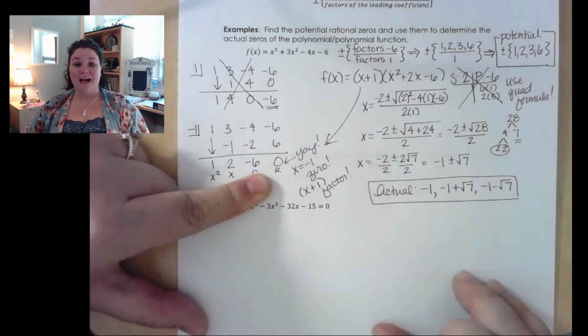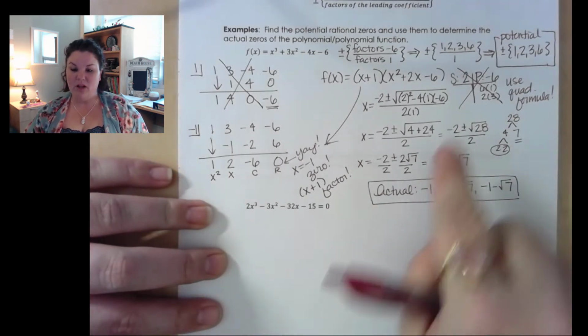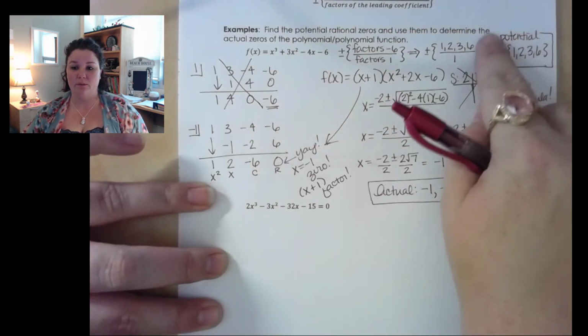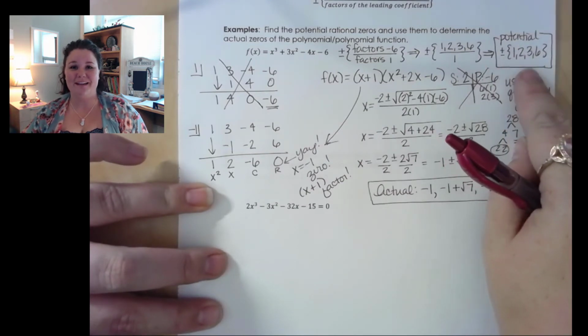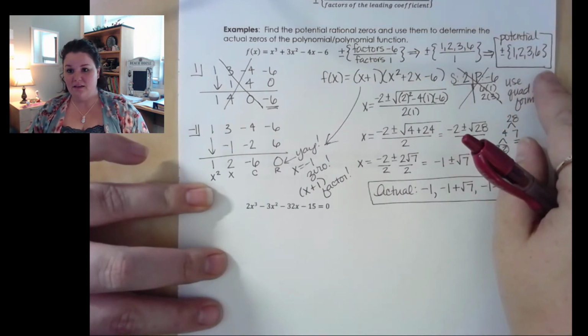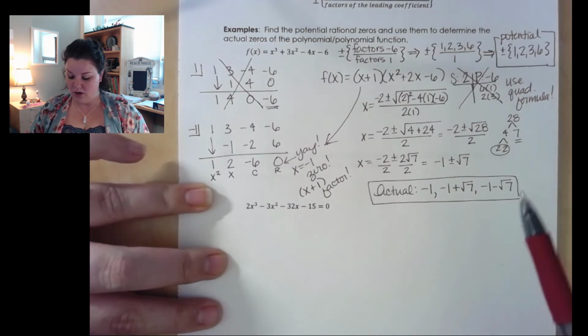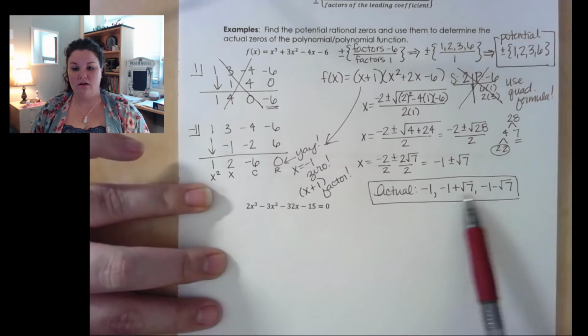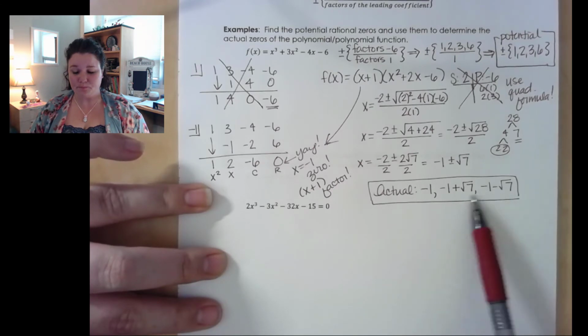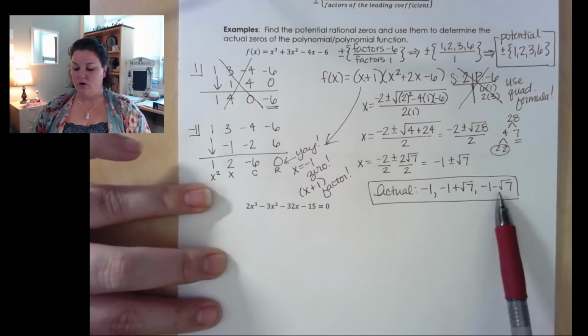So notice what this tells me is that if I would have plugged in all of these potential zeros, +1, -1, +2, -2, +3, -3, +6, -6, the only one that would have worked is -1, right? Because the other ones we got were not rational zeros, right? These were irrational.